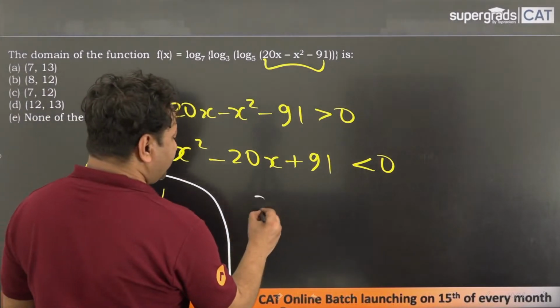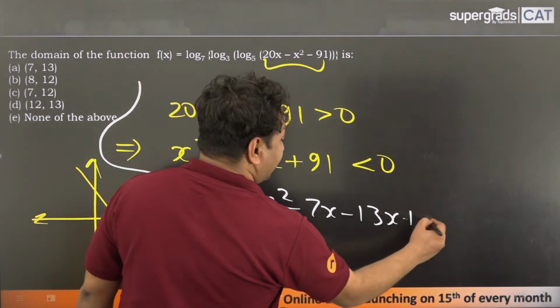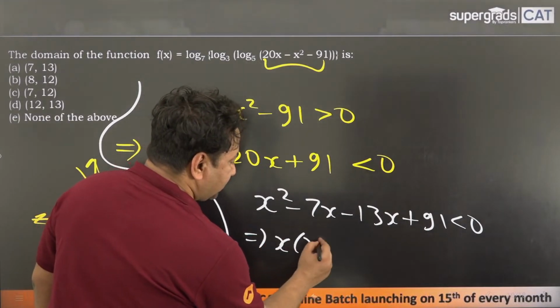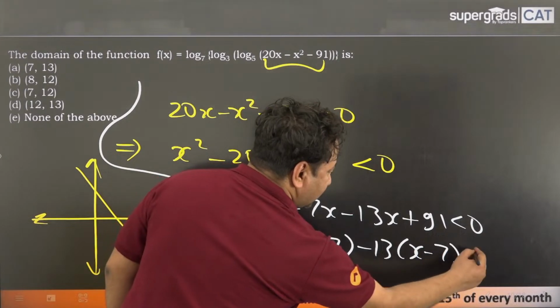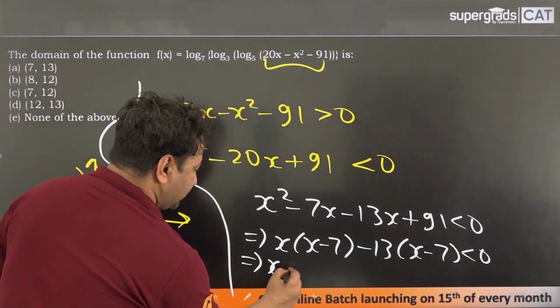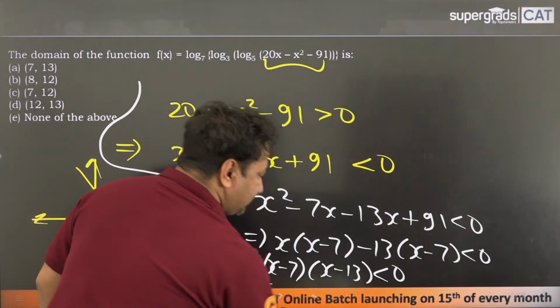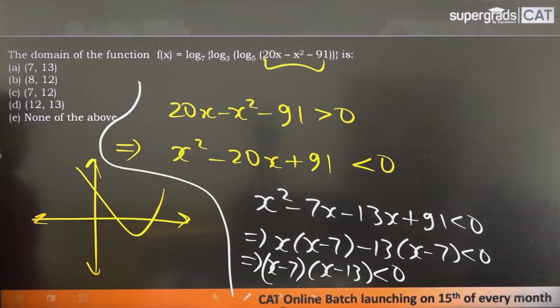So how many of you do it this way? x squared minus 7x minus 13x plus 91. And after that, you take x common and you do all that stuff and tend to waste a lot of time. How many of you do it this way? You keep doing it like this, and then, do you do it this way? Or do you have some smarter approach? By the way, this is how the graph will look.